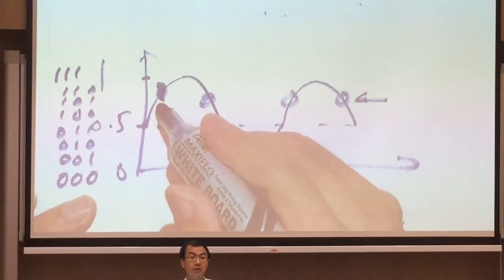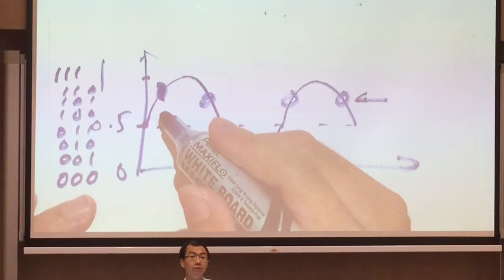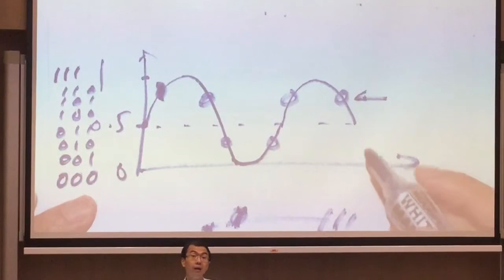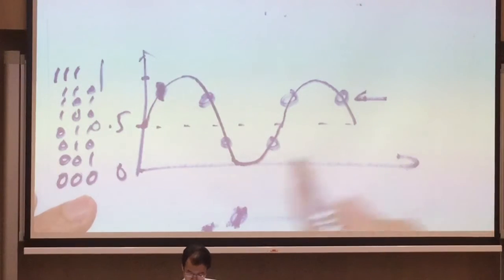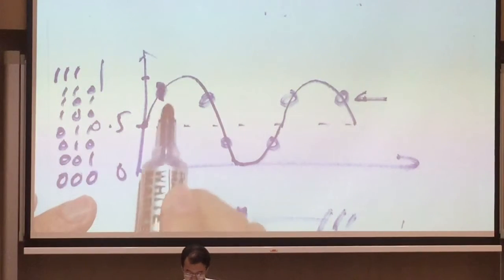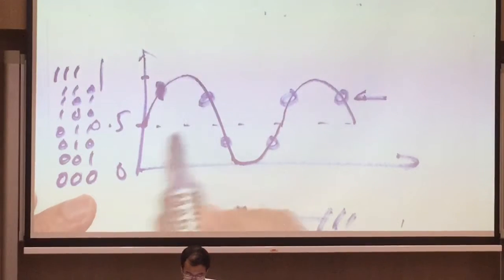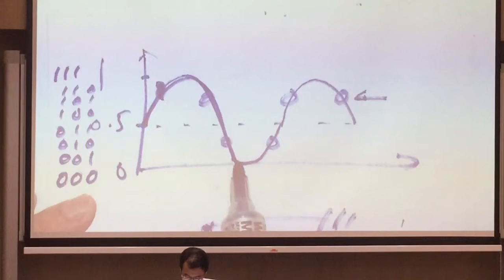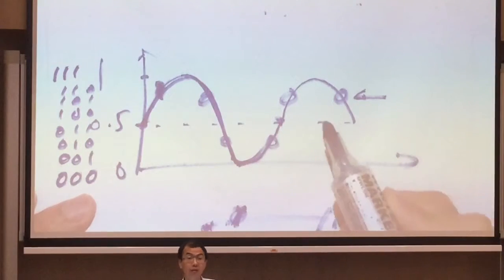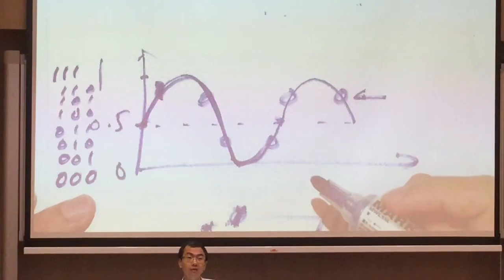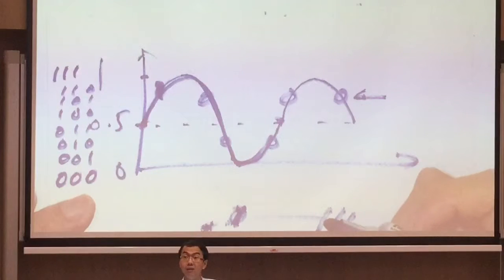So now the question you may ask is, how many samples is sufficient to represent my sine wave? Let's say for this case, my one cycle is from here to here. Are 4 points sufficient? Do I need more? This is the question you need to ask.